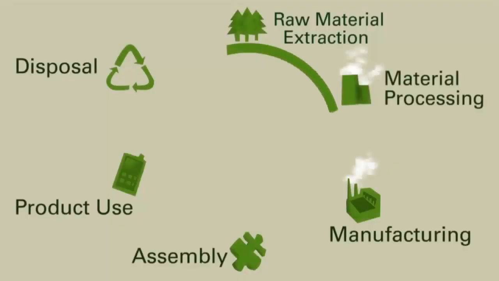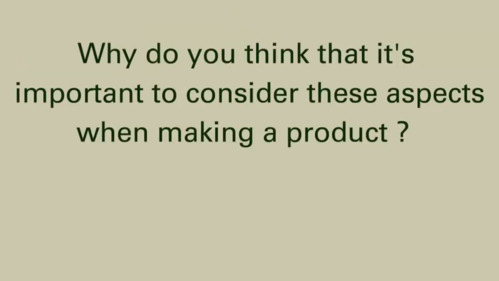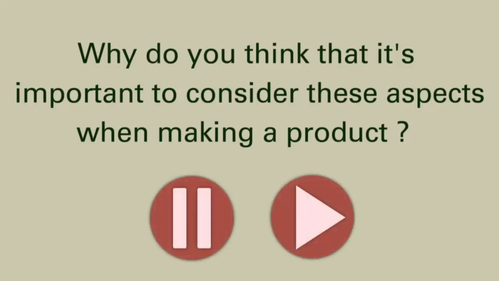A lifecycle assessment is a technique used to assess the environmental impacts associated with all stages of a product's life. The three main features of any life cycle include a product's manufacture, its use, and its disposal. But there are sometimes other stages, which we will consider later. Why do you think it is important to consider these aspects when making a product? Pause the video, think about this, and resume when you are ready.